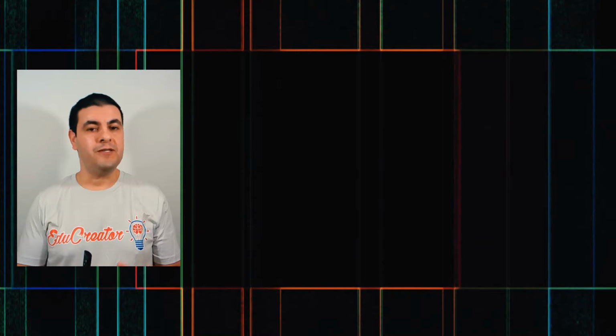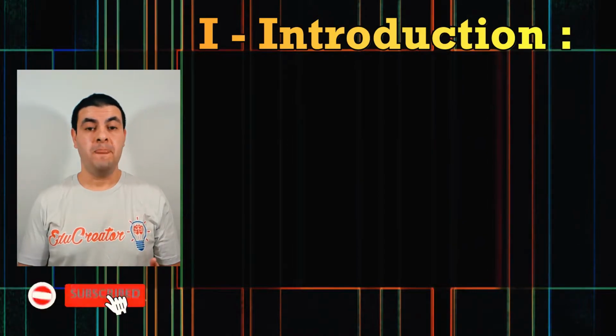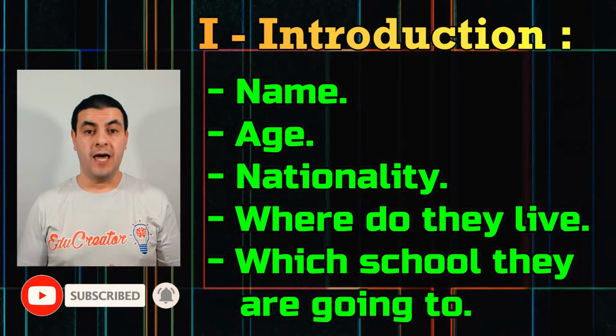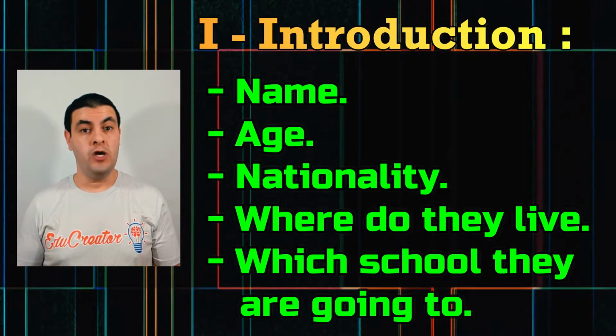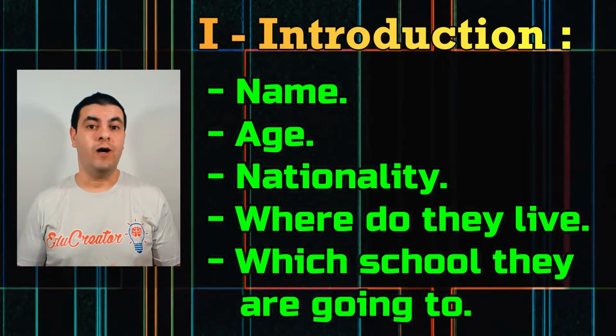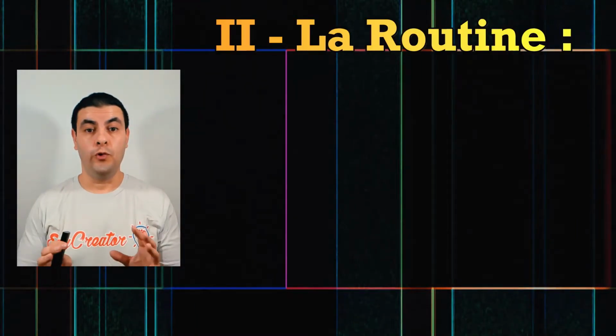So to start the script, of course, we need to start by presentation. We need to present ourselves, okay? So the student has to say what's his name, his age, his nationality, which school he's going to. They can add extra stuff like where do they live if they want to. The second part of the project is going to be the main part, which is the routine.